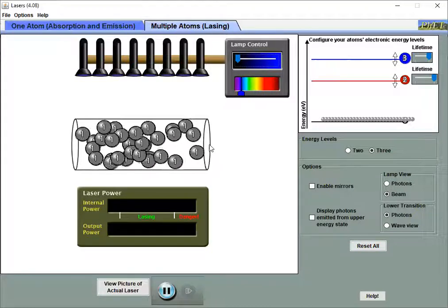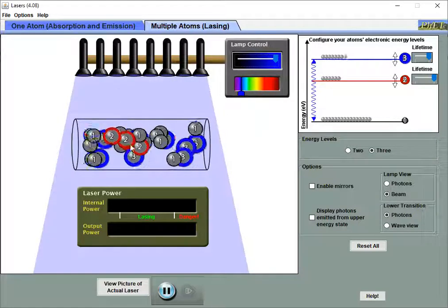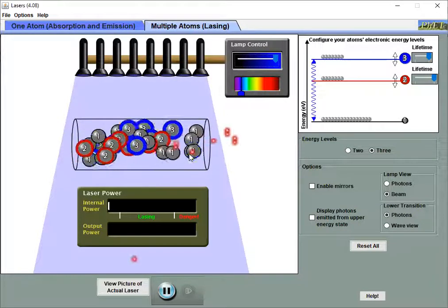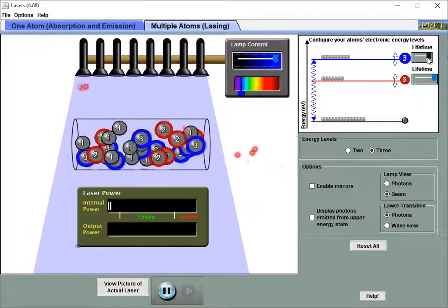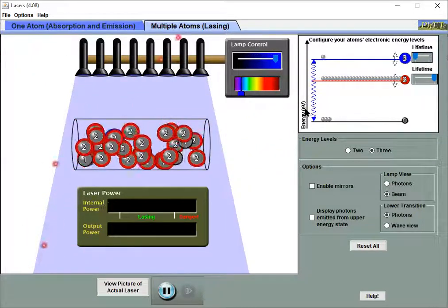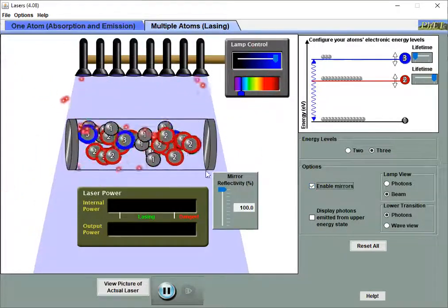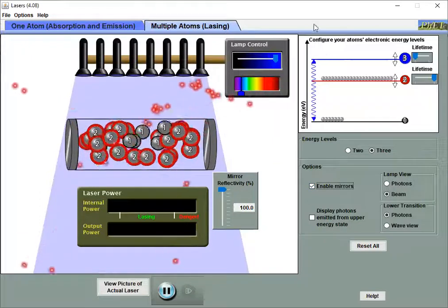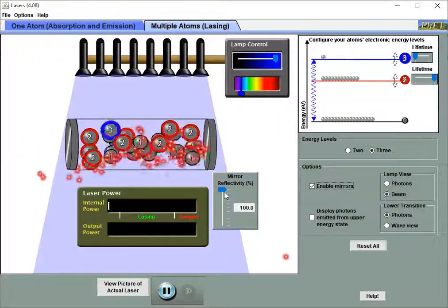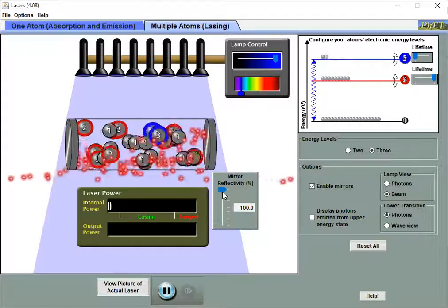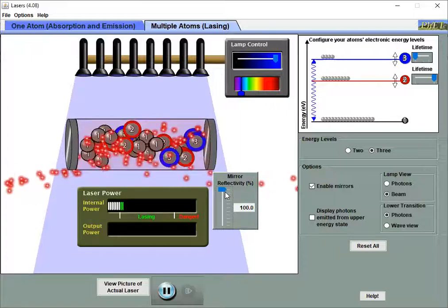I'm going to turn this light up. So we're pumping this with blue light. So we have n equals 3 and n equals 2 states available. We're going to turn down the lifetime of n equals 3. We're going to enable mirrors. And with reflectivity set to 100%, no light ever comes out. So I'm probably going to let a little out, but not until we build up lasing capability.